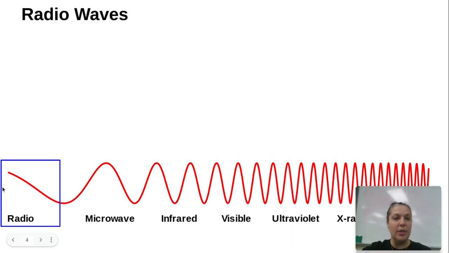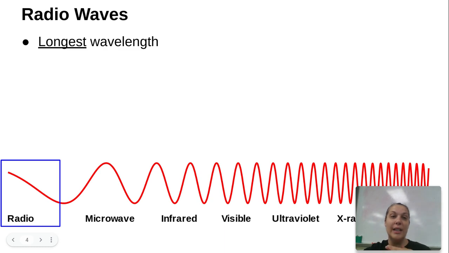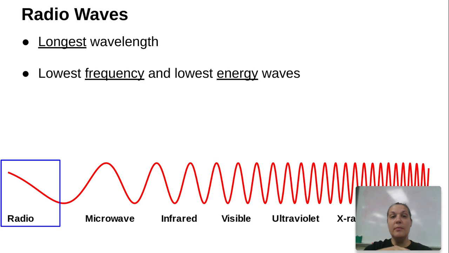We're going to talk about radio waves to begin with. And radio waves have the longest wavelength. Because they have the longest wavelength, they have the lowest frequency and the lowest energy of all the electromagnetic spectrum.